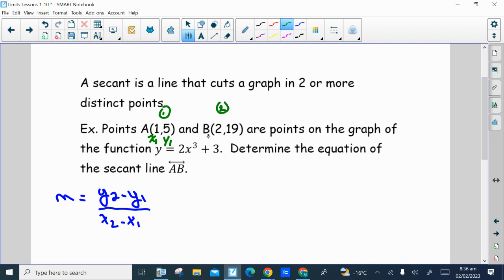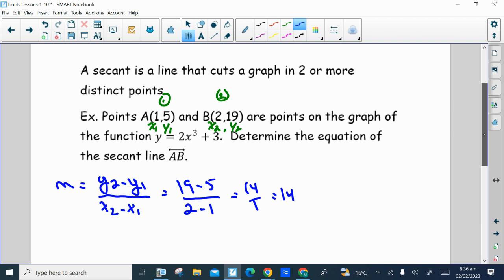That would mean that b would be the second point, and those would give you the values of x2 and y2. So again, you can switch these two around, it doesn't matter. You'll get the same result in the end when you plug these numbers in and simplify to get the slope. But the way I have it set up, y2 is 19 minus y1, which is 5. Remember, slope is rise over run, so the rise is the difference in two y components. The run is the difference between two x components. This will give us 14 over 1, or 14. So that's the slope of that secant line.